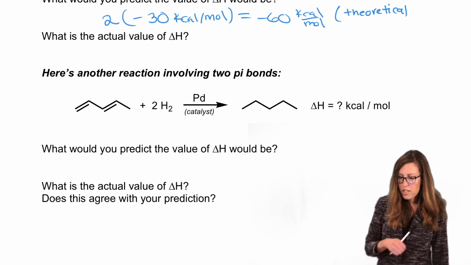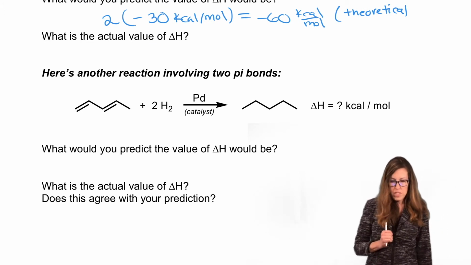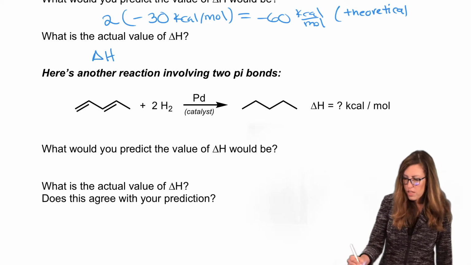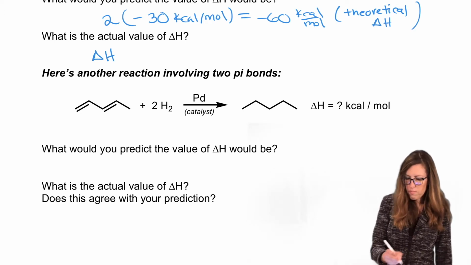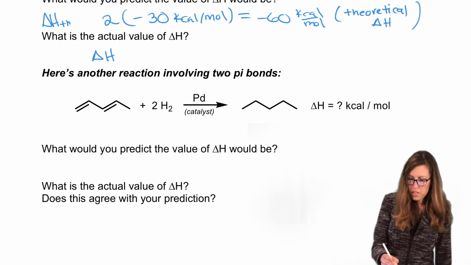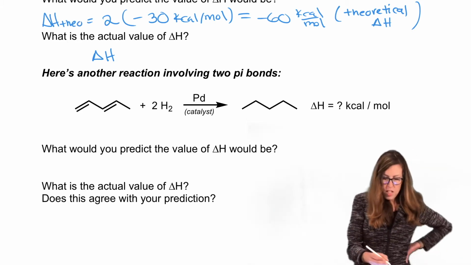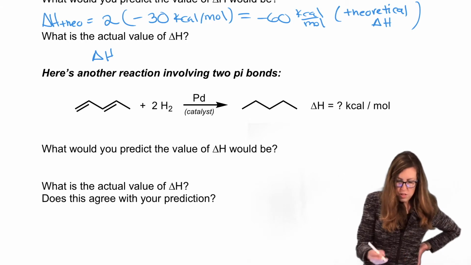Let's compare that with what is known about this reaction. It's been done experimentally, the delta H. So I'm going to say theoretical delta H. I'll even put that here just to be a little extra clear, delta H theo. Experimental delta H. Oops, I switched to eraser. Experimental.